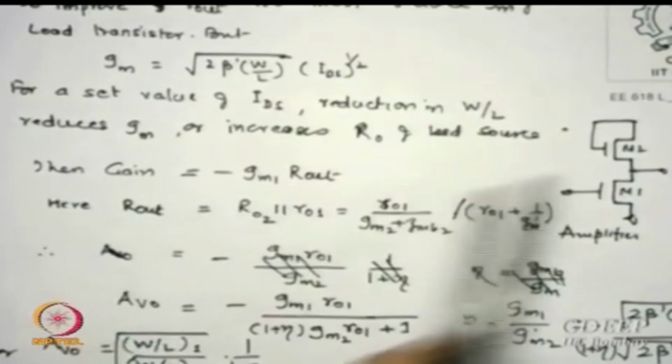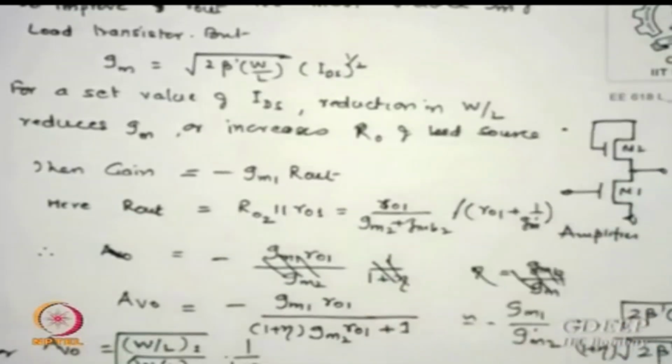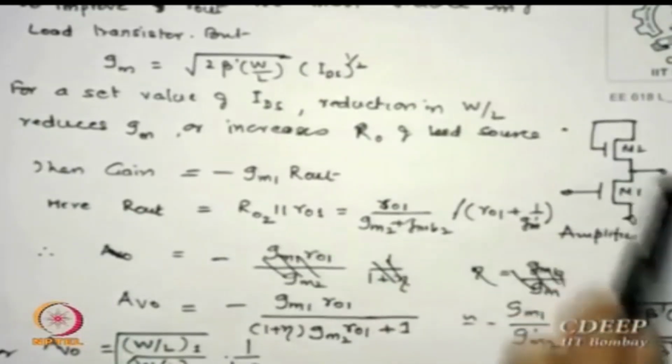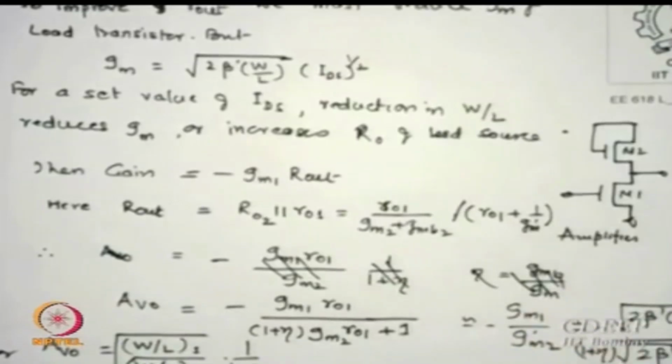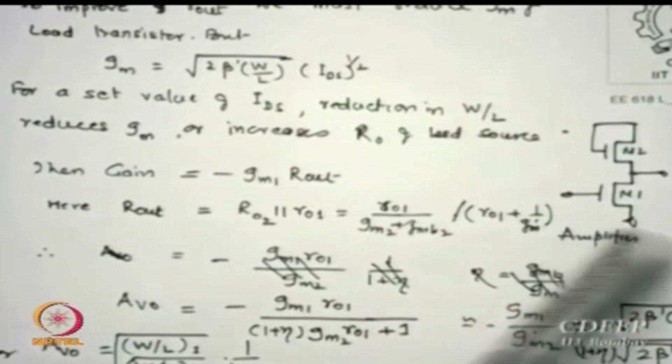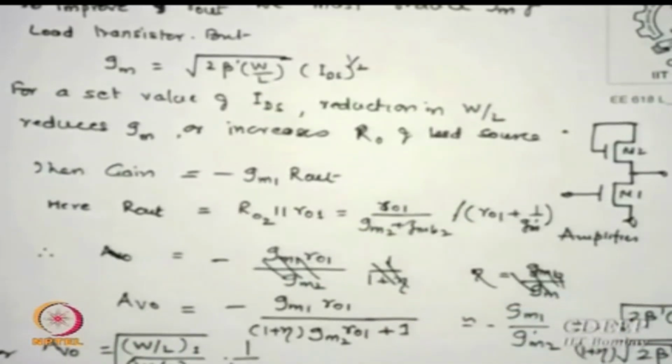The gain is gm1 times ro, where ro is this. Of course it is also shunted by ro1 of the driver. If ro2 is smaller than ro1, then it is only ro2; if not, then you have to figure out how much it should be, a parallel combination. So put them in parallel, and whichever term is smaller will take care.